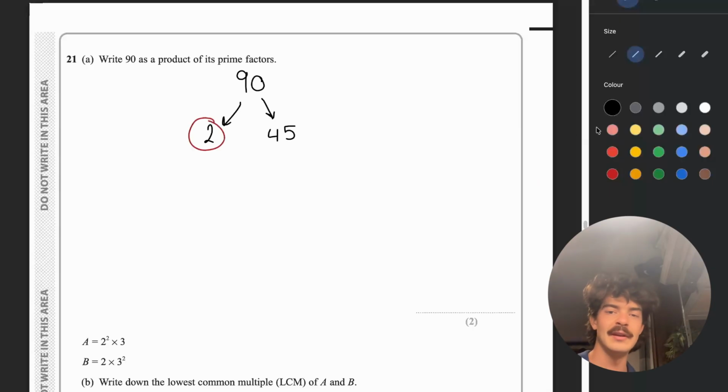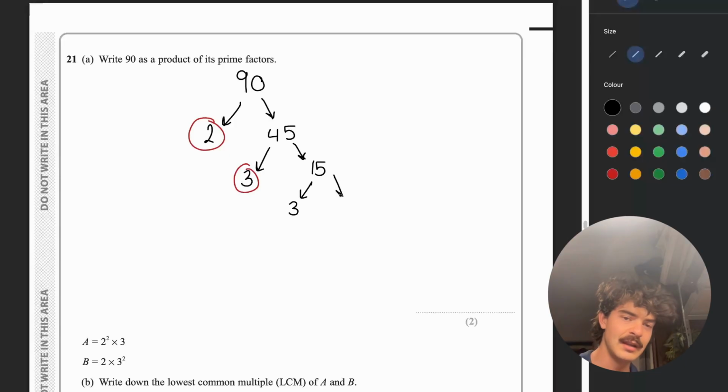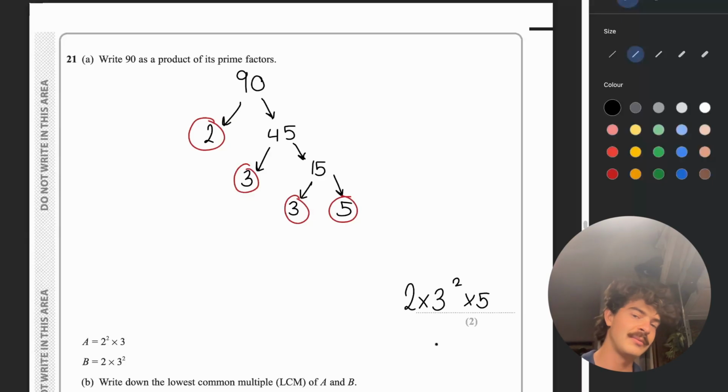I'm going to put a red circle around it. But 45 we can't divide by 2. But can we divide it by 3? Yes, we can. So 3 and 15. Cool, and 3 is prime. 15 still isn't quite there, but once again it divides by 3 and 5. And now we're left with 2 prime numbers, which means that we've got to the end of our chain. Summarizing this and putting it in index form, we've got 2 times 3 squared times 5. And if you wanted to double check, if you type that into your calculator, that will get you back to 90.